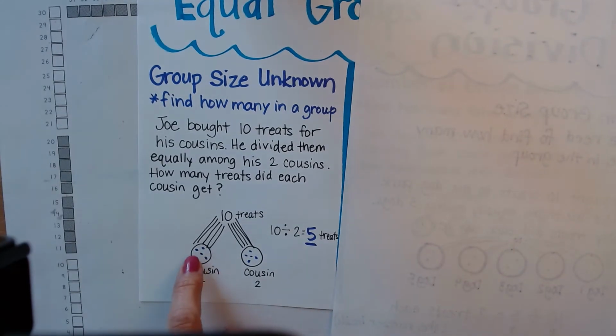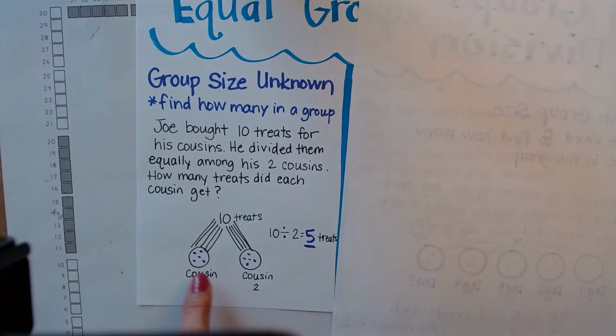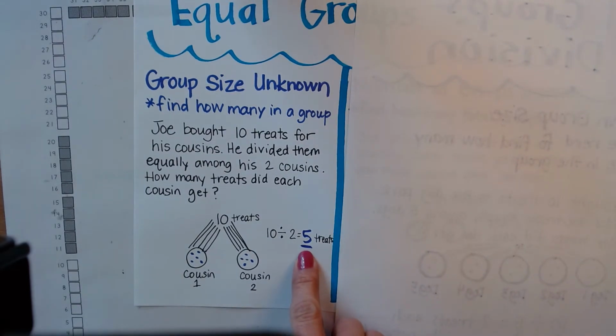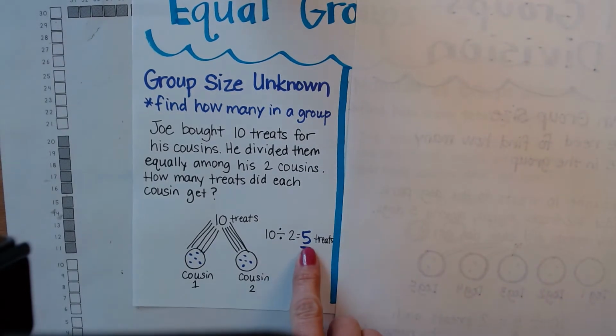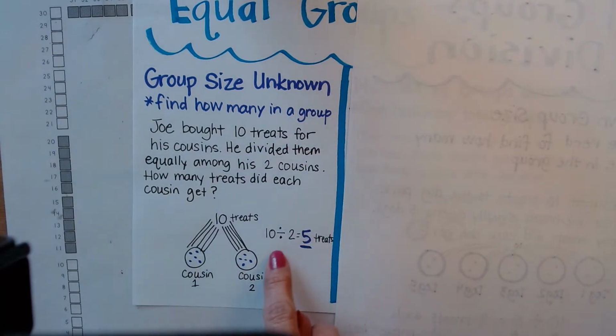So we want to know how many did each cousin get, right? We're looking for what's on the inside of our group. We know there's 2 groups because we have 2 cousins. So here's cousin 1, here's cousin 2. After I share those treats equally, I can see that each cousin got 5 treats. So 5, right, is that unknown group size. I'm trying to figure out how many is in that group.